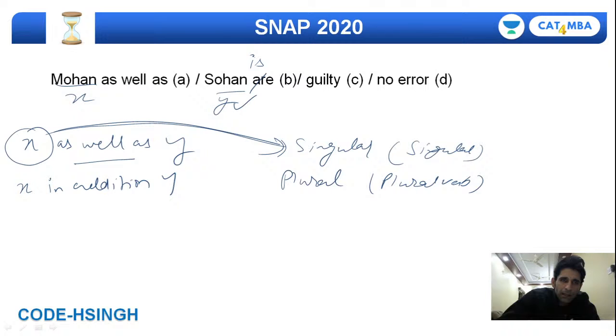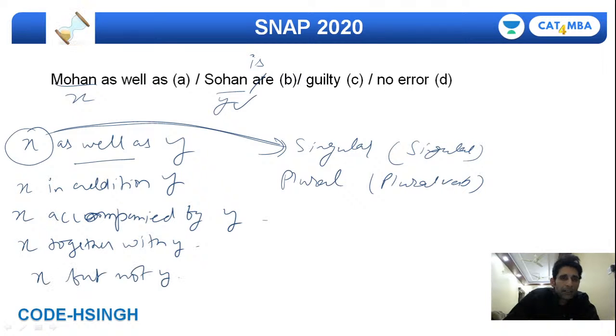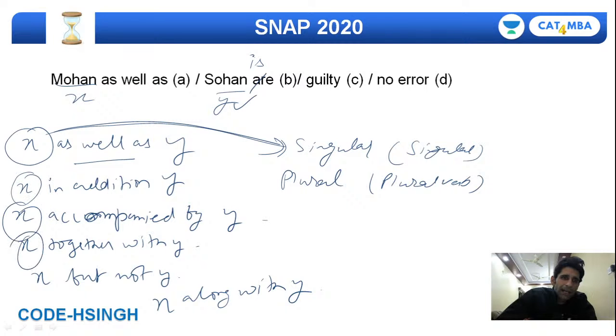When you have x accompanied by y, when you have x together with y, when you have x but not y, when you have x along with y, so these are all cases of subject verb agreement. So guys, if any of these concepts comes, you just look at the x and decide the verb according to x, you ignore the y.